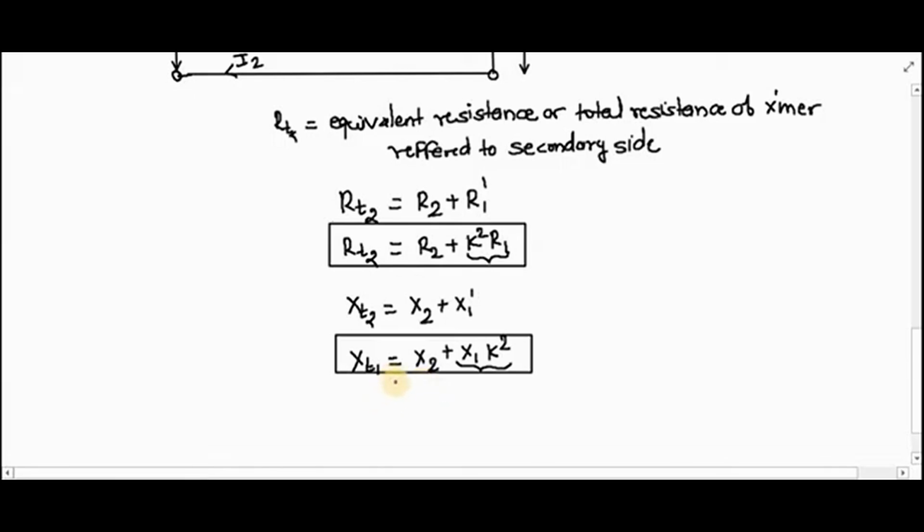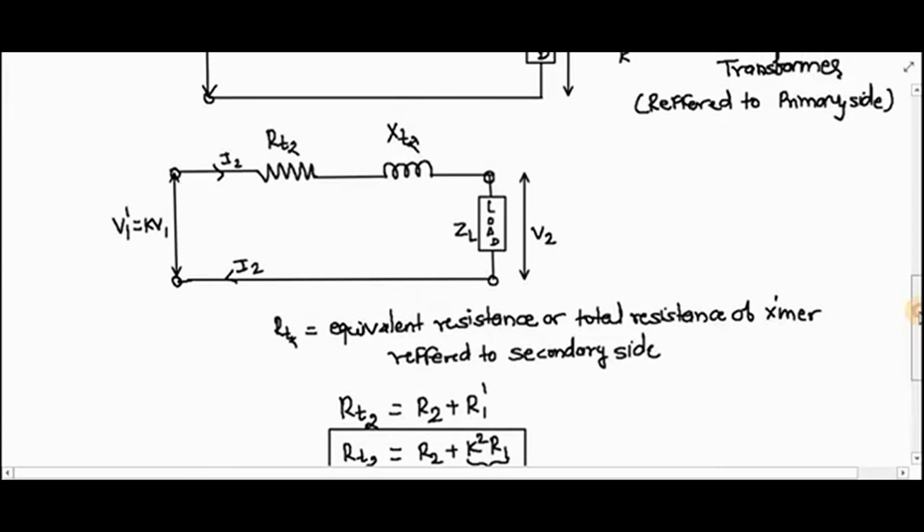Thus, student, it should be remembered that when the primary resistance and leakage reactance and corresponding impedances are to be referred to the secondary side, each parameter must be multiplied by K square. Similarly, when secondary resistance or leakage reactance and the corresponding impedances are to be transferred to the primary side, each parameter should be divided by K square. And in this way, we can deduce the approximate equivalent circuit of the transformer.